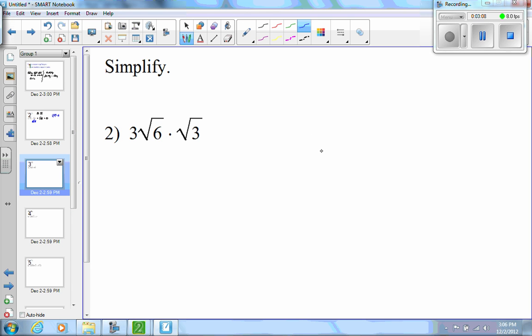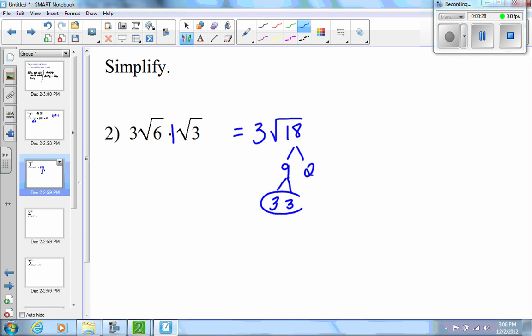Okay, so on this one, we can just multiply. This is like having a 1 here, so 3 times 1 is 3. Root 6 times root 3 is the square root of 18. And then now I have to stop and think about how I can simplify the square root of 18. I get 9 times 2, and this is 3 times 3. So I can bring a 3 out, times the 3 that's already there, and I get 9 root 2.